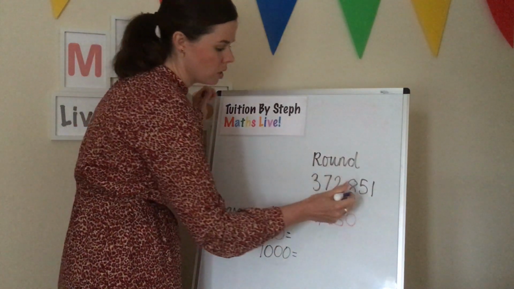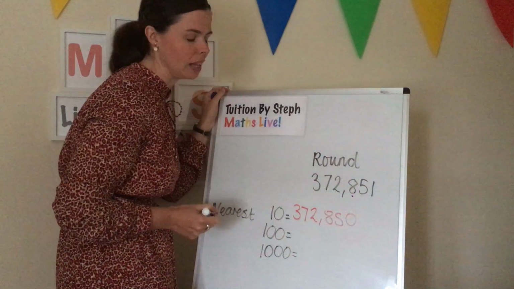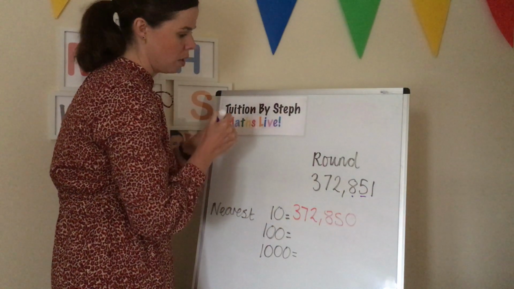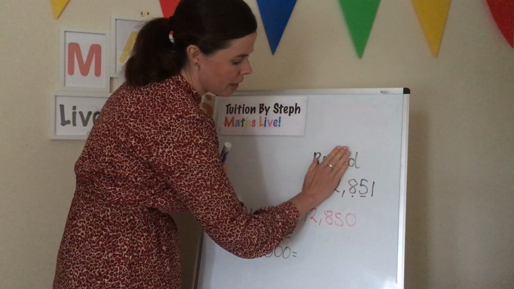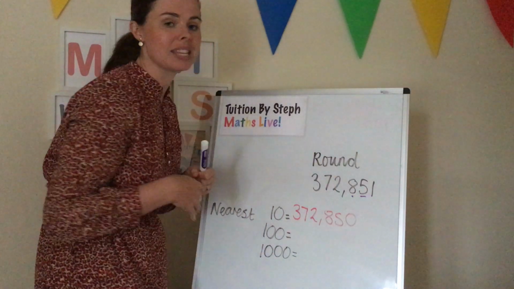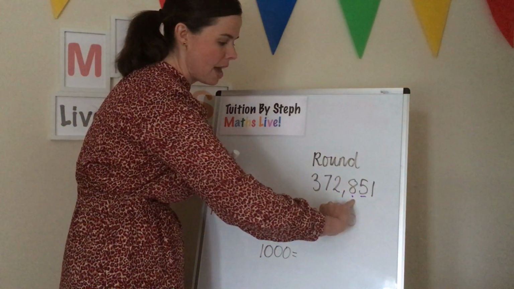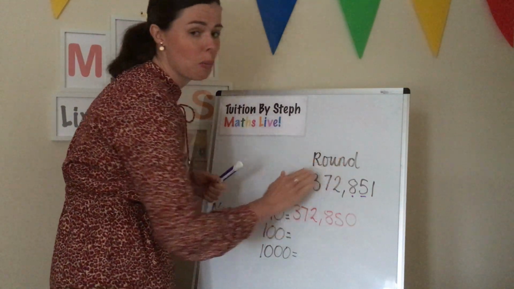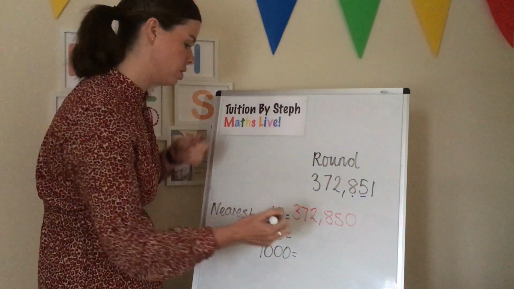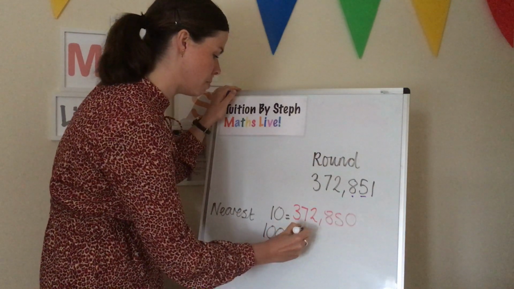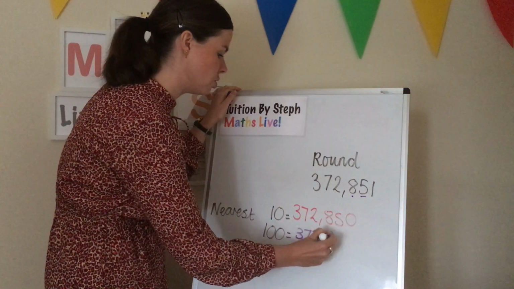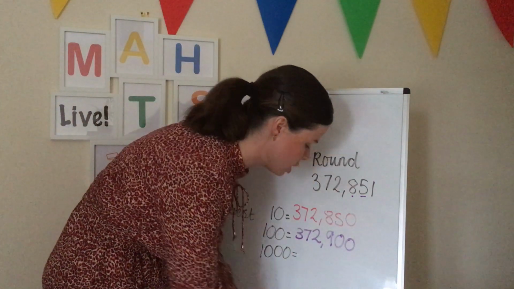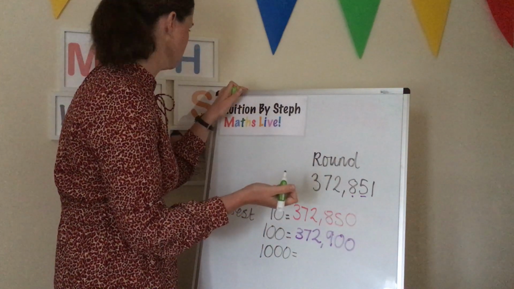Okay, now this time rounded to the nearest 100. So we find our hundreds column, our hundreds place value, which is there, it's the 8. And now it's the 5 that tells us what to do. So if we ignore the rest of the number, we're thinking about 851 to the nearest 100. We're in the 8s. The 5 tells us to round up. So rather than 851, it's going to become 900. So remembering the rest of the number, it'd be 372,900.